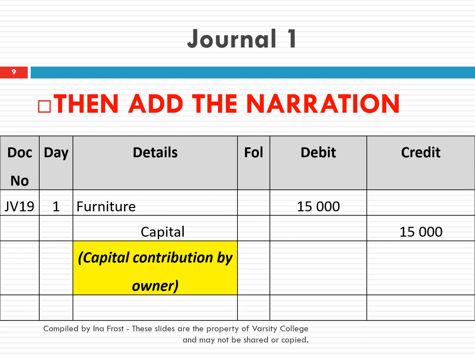Then the third thing that we do is we write down something that we refer to as a narration. The accounting word for that is narration. And that is just a very brief sentence that explains why we had to make this entry. In this instance, we just said it was a capital contribution by the owner.